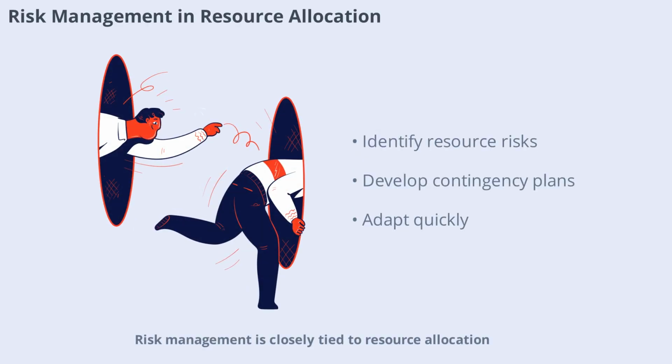Risk management is closely tied to resource allocation. Identify potential risks that could impact resource availability, such as staff turnover or supply chain disruptions. Develop contingency plans to address these risks and ensure that your project can adapt quickly if challenges arise. Proactive risk management helps keep your project on track.